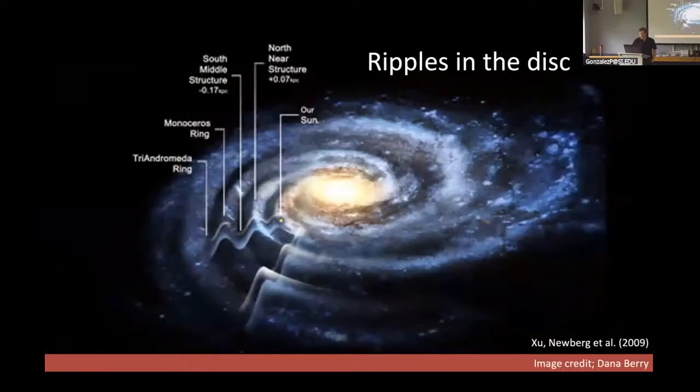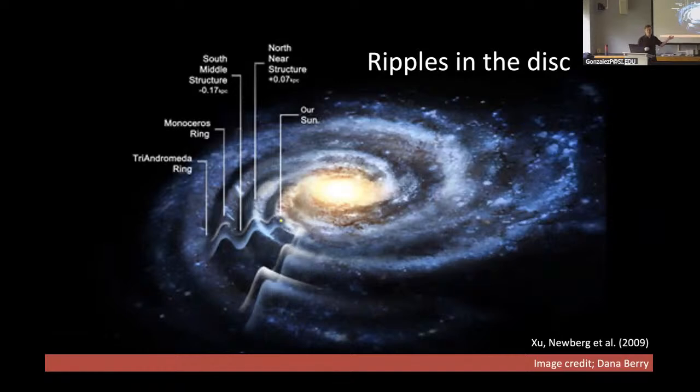And this in itself is not an entirely new thing. It's not that Eloise has just discovered this now. This also had this impression all the way back from 2009 from Heidi Newberg's group, where by seeing Monoceros and Triandromeda being above and below the plane in the outer disk, you could infer that there is this kind of ripple structure going on.